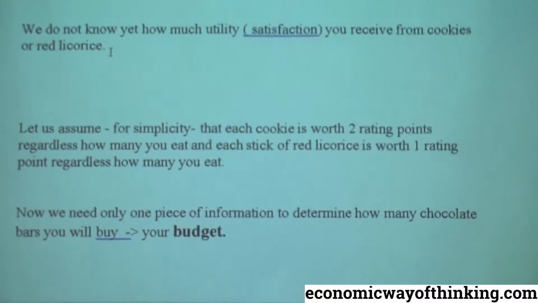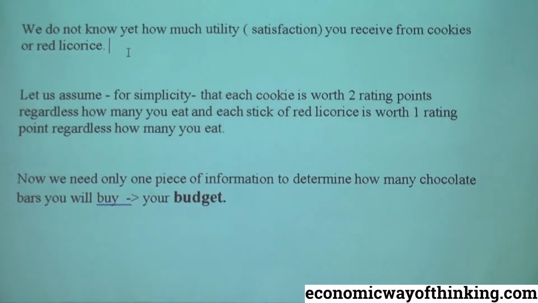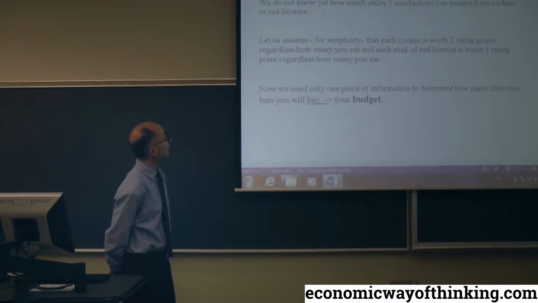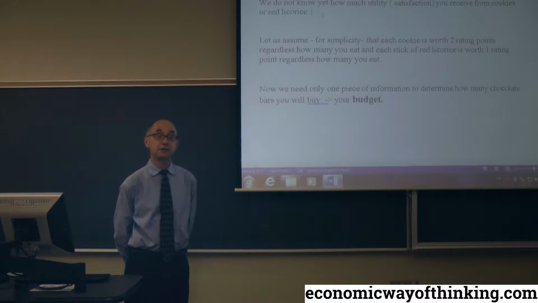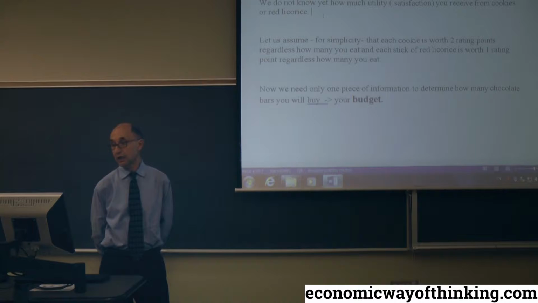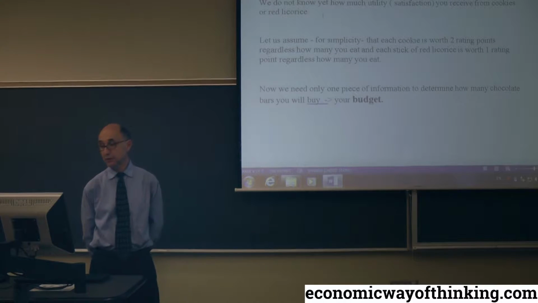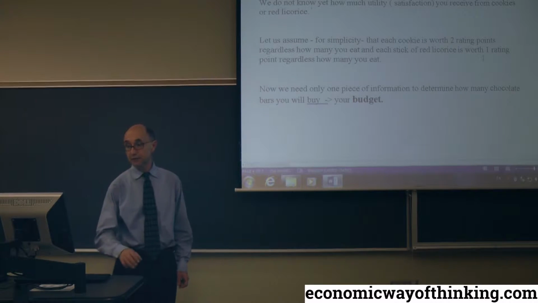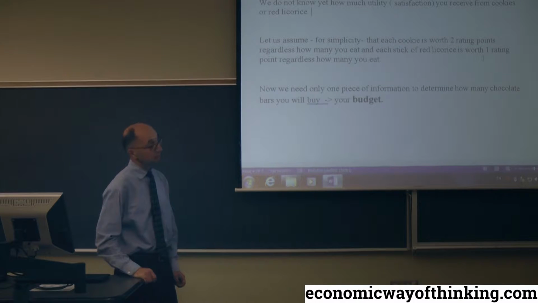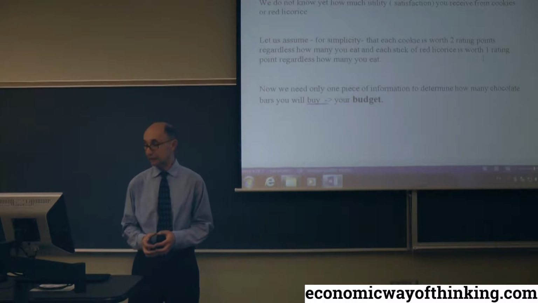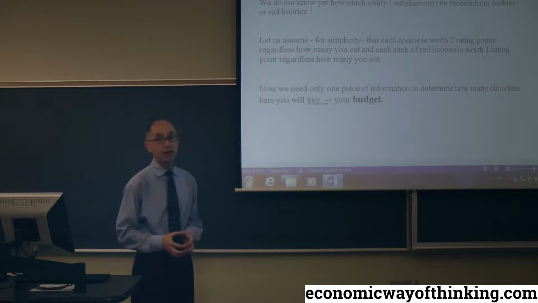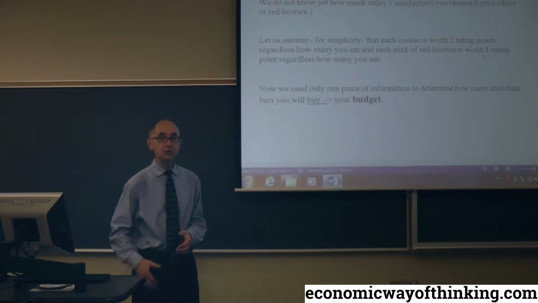So let's supply this information and assume for simplicity that each cookie is worth 2 rating points, regardless of how many you eat. It's just for simplicity, right? We assume that for each cookie, you will get 2 rating points. And each stick of red licorice is worth 1 rating point, again, regardless of how many you eat. So now, I believe we are missing one piece of information to determine how many chocolate bars you will buy. Of course, it's your budget, the money you have in your pocket.